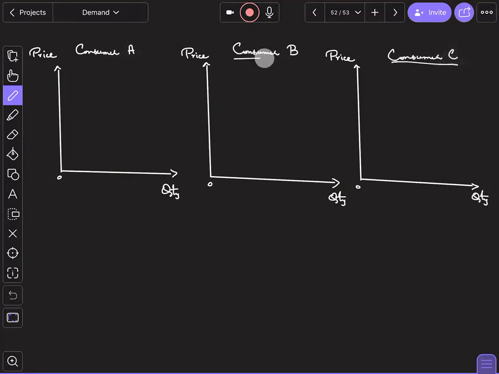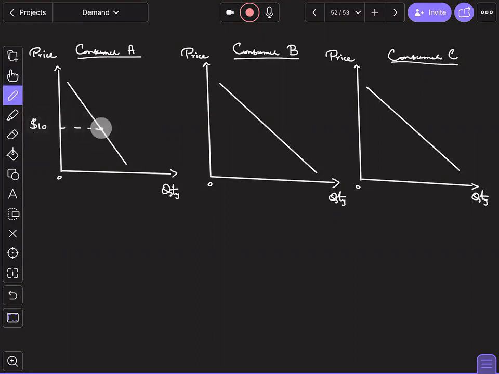So let's assume that there are only these three consumers in the market. And let's say the price of the good is $10. So at $10, consumer A is demanding 5 units, while at the same price, consumer B is demanding let's say 10 units. Because of their willingness and their ability to pay, they are demanding different quantities. And consumer C is demanding let's say 15 units when the price was $10.